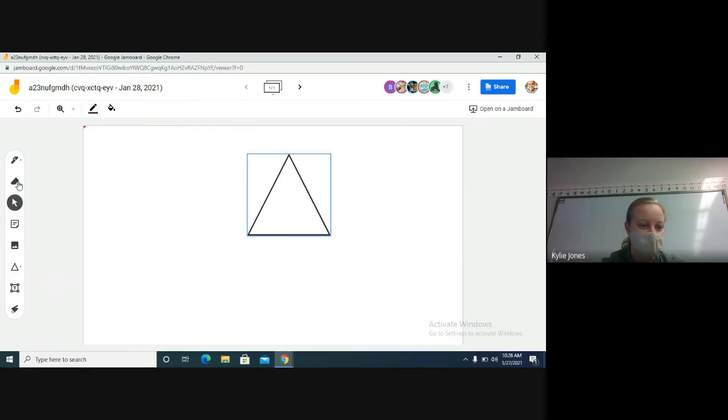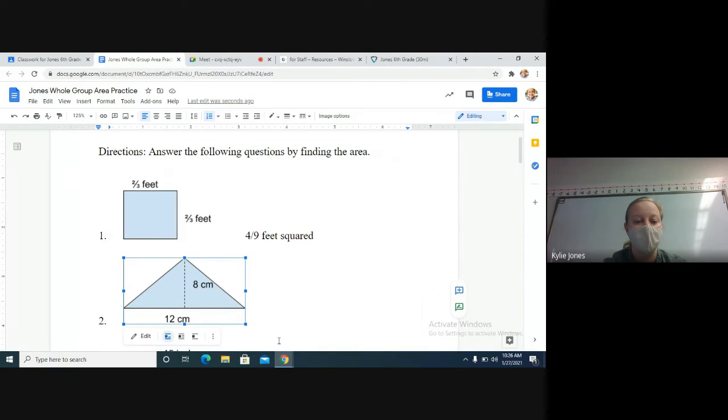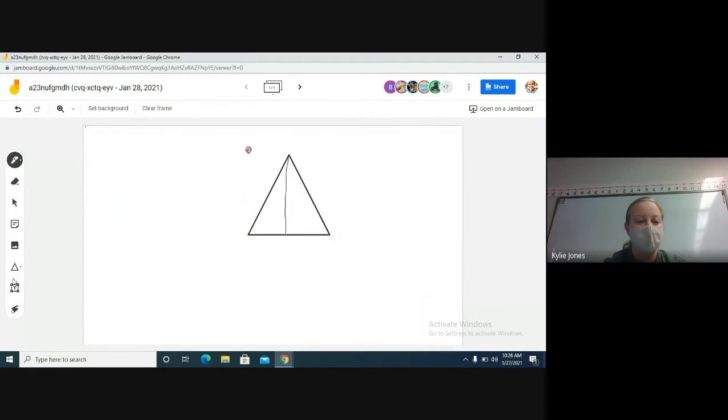So I'm going to get our next triangle drawn while you guys get your answer written down. Can I read the eraser, please? No, it's fine. Okay, so we have 12 centimeters and 8 centimeters. And then word box.